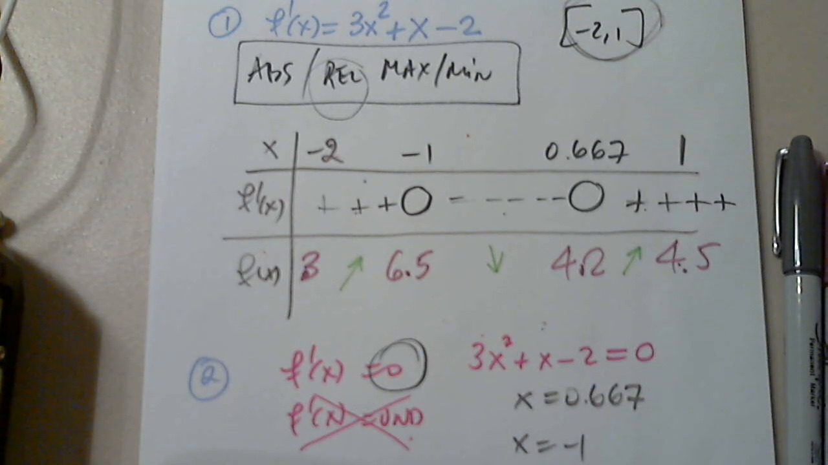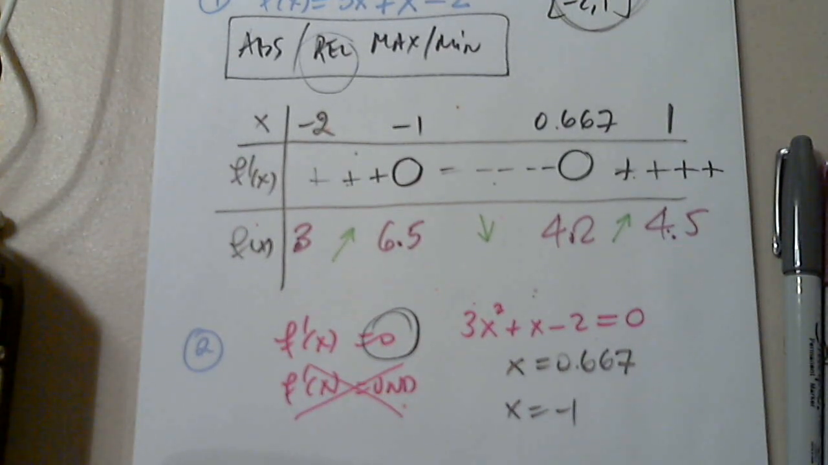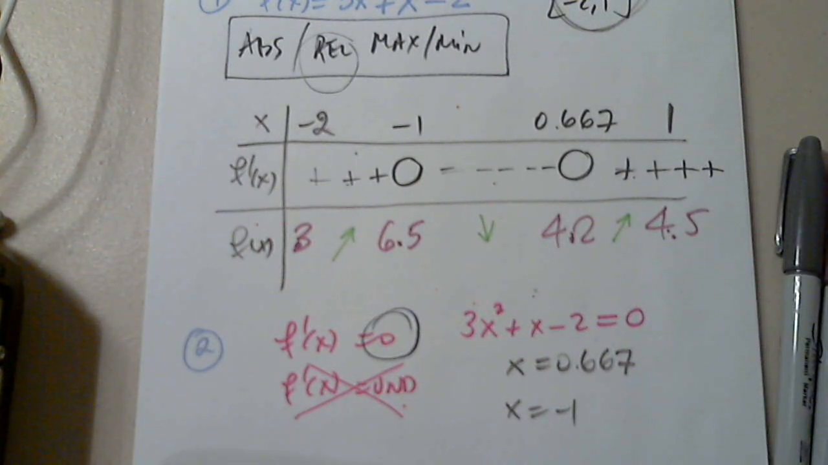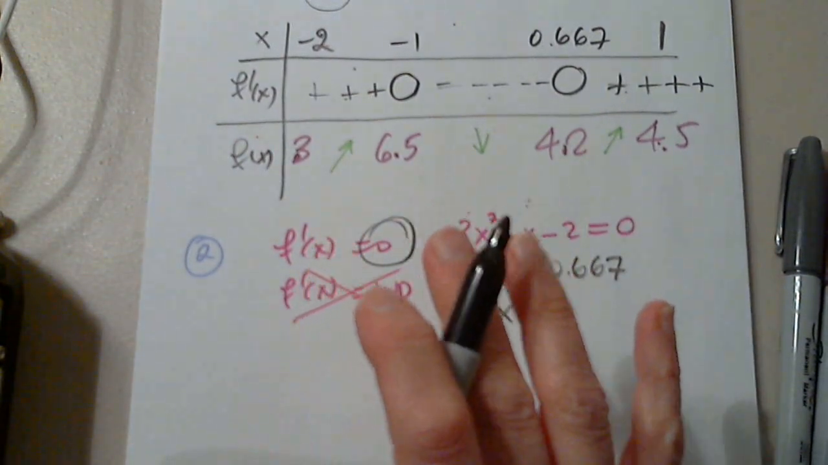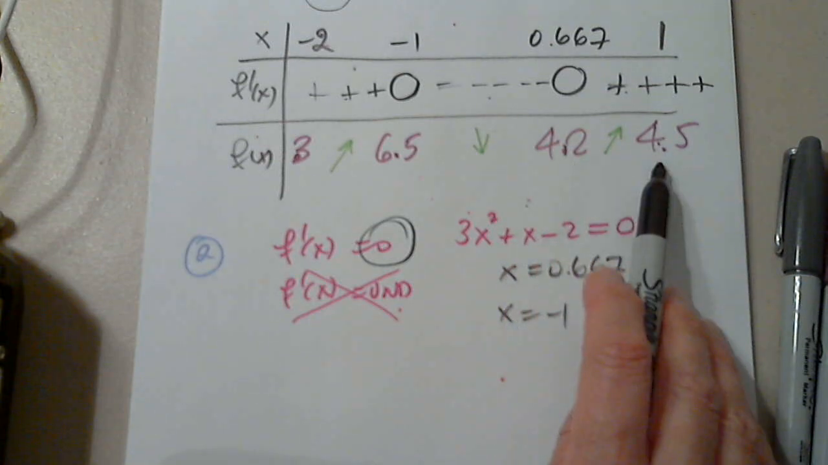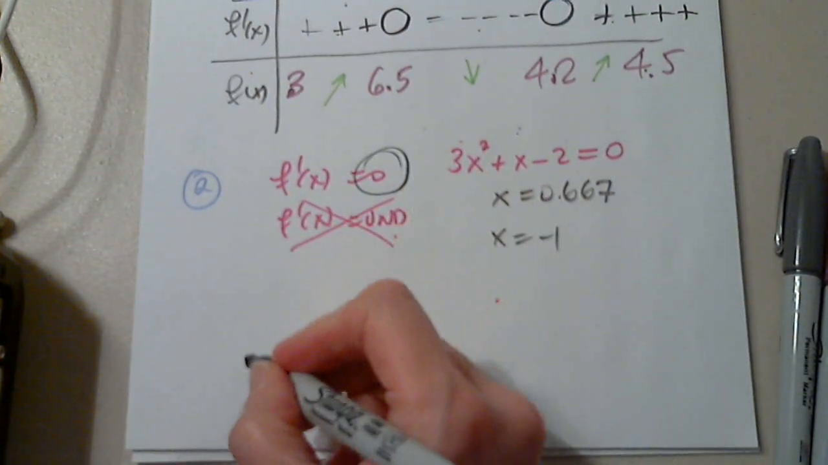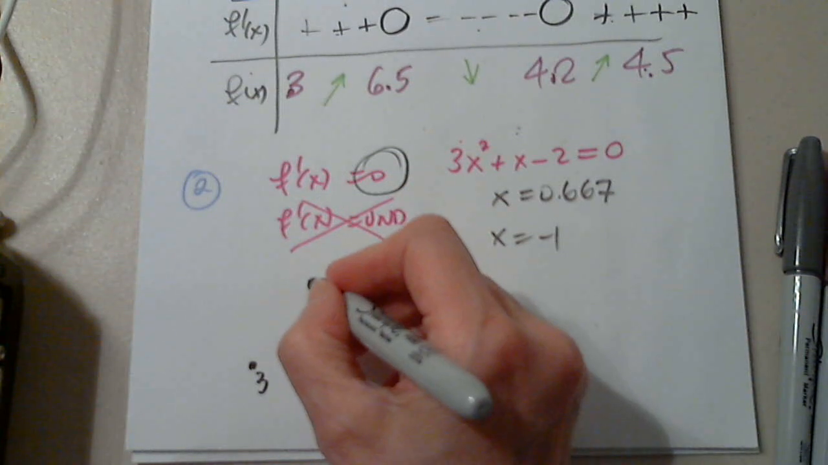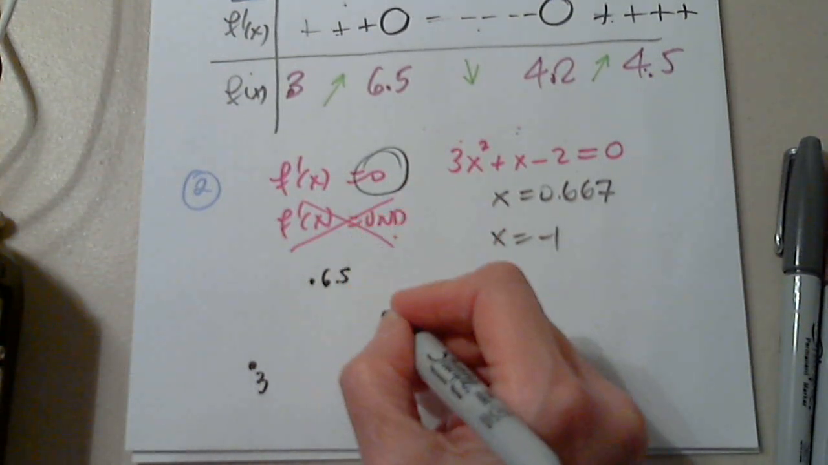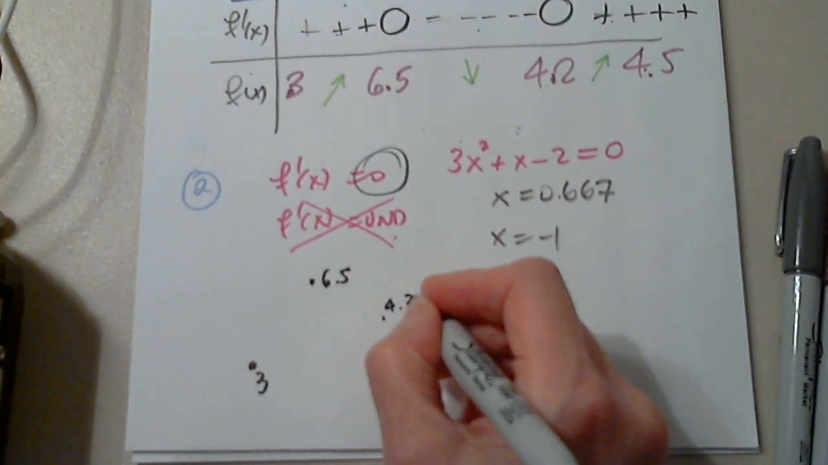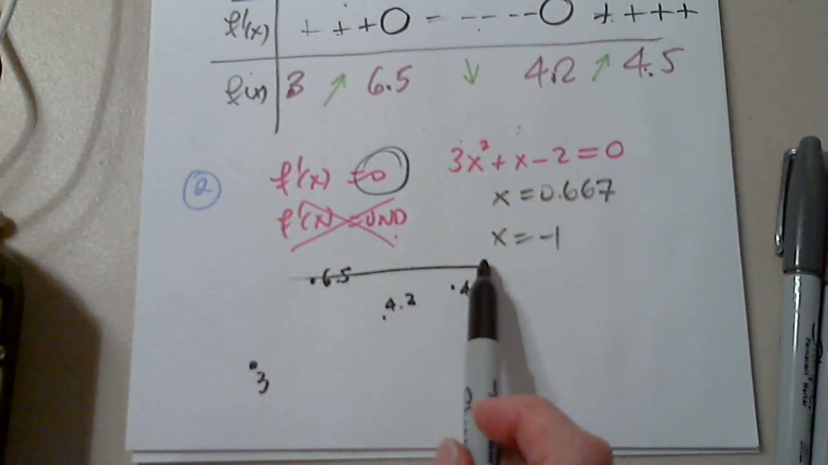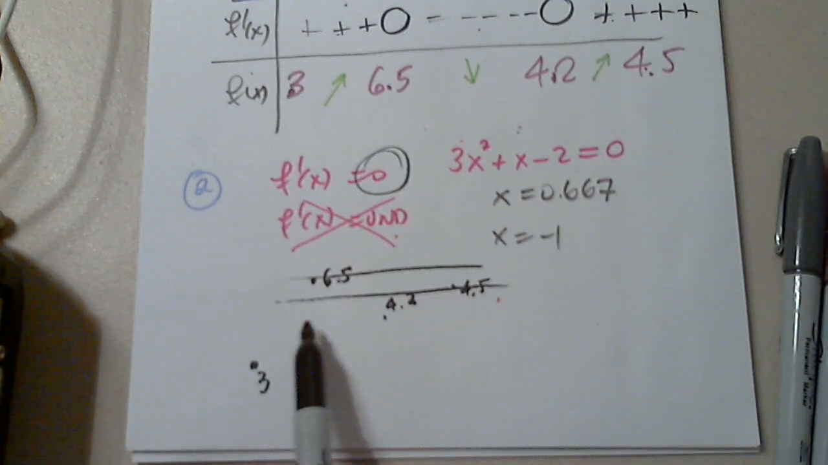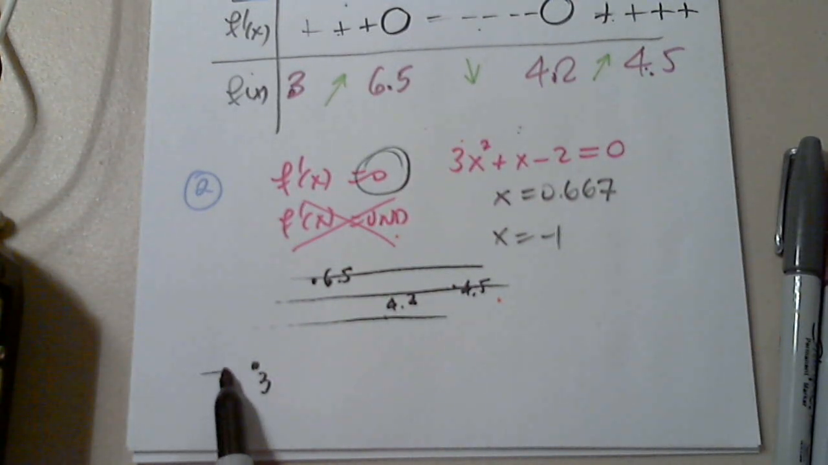So now we have to identify what these points represent. And this is the most important part here, right now. So I'm not graphing the function. I'm just positioning these points. What do I mean by positioning? Okay, so this is 3. It goes up to 6.5. It comes down to 4.2. And then it goes up to 4.5. So this is the height of 6.5. This is the height of 4.5. This is the height of 4.2. And this is the height of 3.